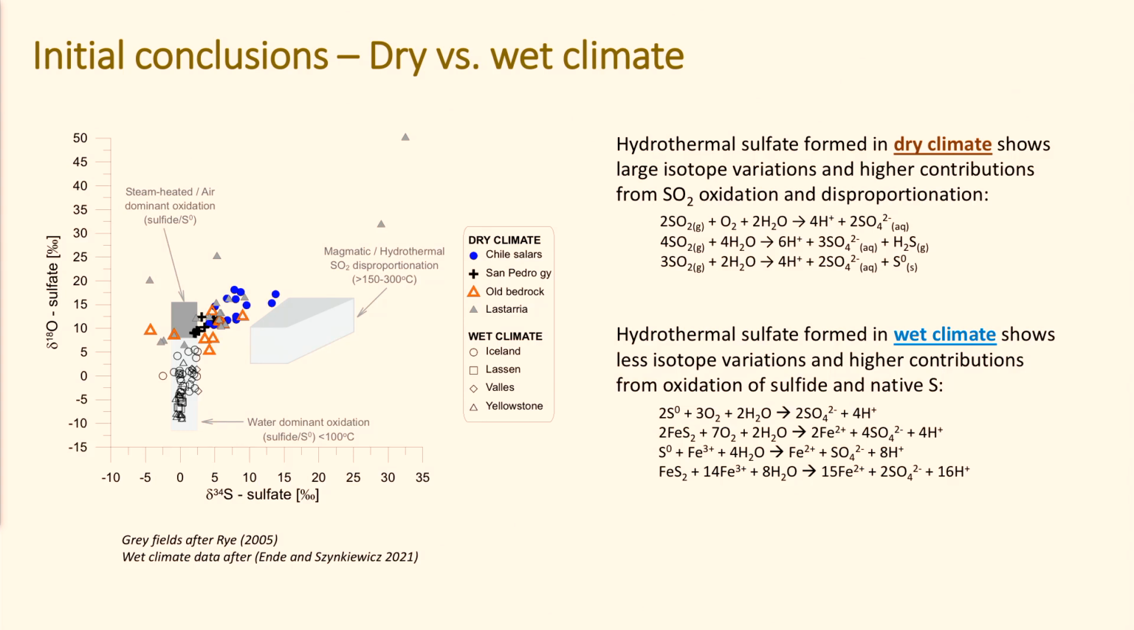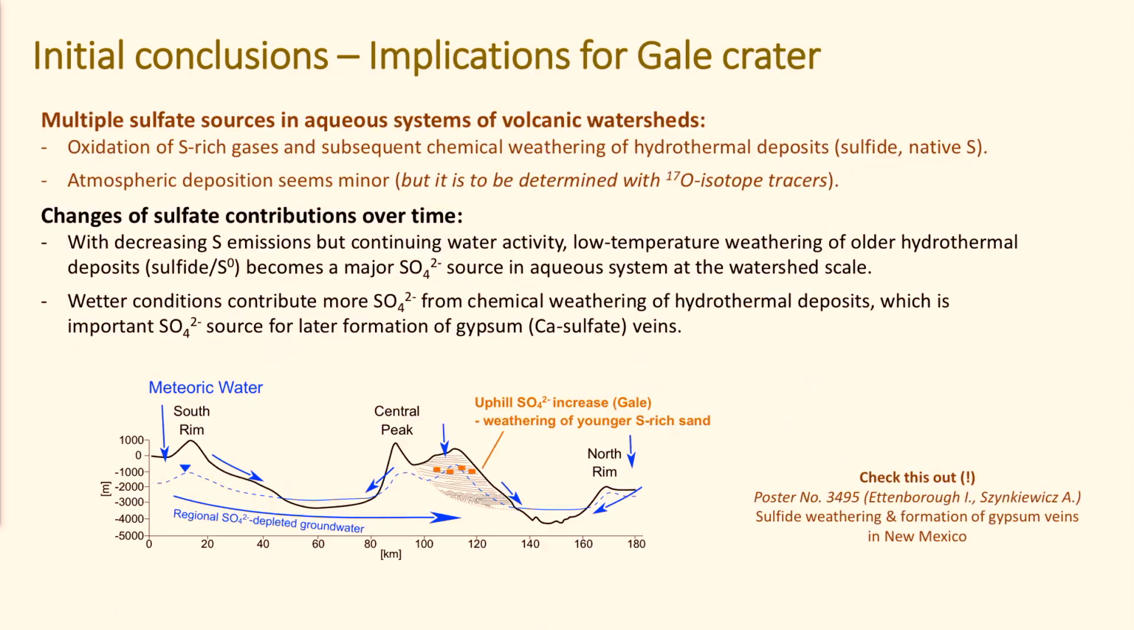So there is a relationship between climate and how much water is in the system, and that directly influences inputs of sulfide from those different volcanic sources. So to summarize, based on our initial results, we can conclude that there are two major sulfide sources in the system: oxidation of S-rich gases, especially SO2 gas, and then subsequent chemical weathering of these hydrothermal deposits enriched in elemental sulfur and sulfide. Atmospheric deposition seems to be minor in this volcanic system, and then we see important changes of sulfide contributions over time. It seems that with decreasing sulfur emissions, but continuing water activity, low temperature weathering contributes more sulfide into the system.